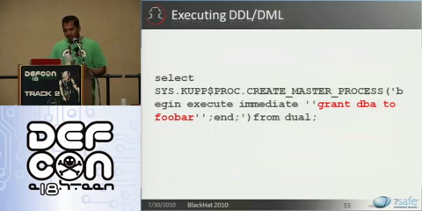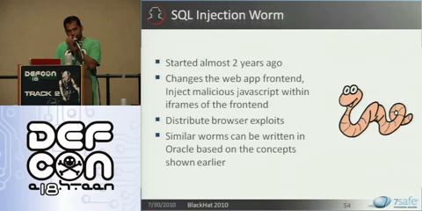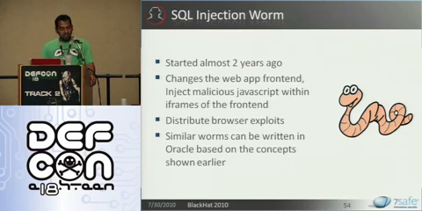Moving on, using this particular function, create master process, you can execute DML and DDL statements. For example, you can grant DBA to any particular user. If you can execute DDL or DML statements, then obviously you can write SQL injection worms. SQL injection worms rose to the scene almost 2 years ago. All they did was change the web application's front end to inject malicious JavaScripts within an iframe of the front end and then distribute browser exploits. The same worms can be written for Oracle-based applications.